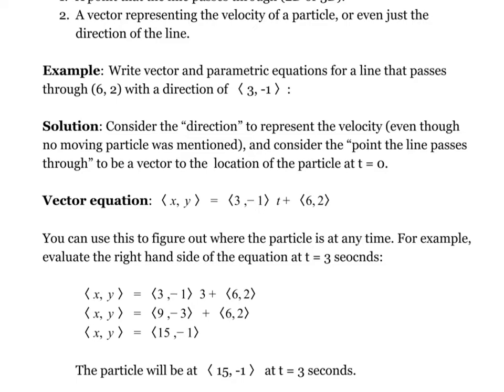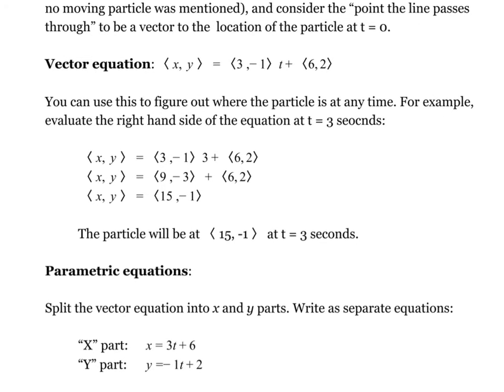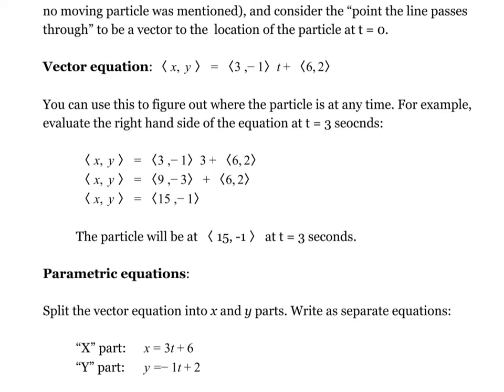One thing you can do with an equation like this is use it to figure out where the object, particle, or bird is for a given time. For example, if we want to know where this particle or bird is at 3 seconds, you take your vector equation and substitute a 3 for the time. That just means you've got a vector multiplied by a scalar, so you multiply each of the components of the vector by the scalar. So this becomes <9, -3>.